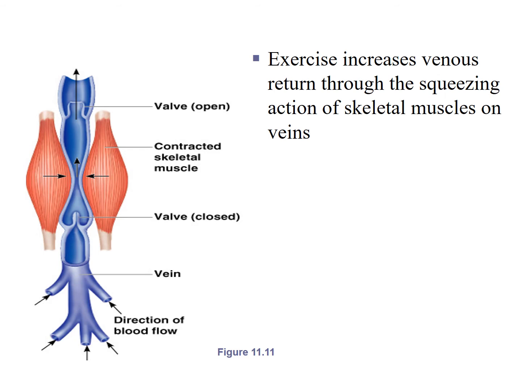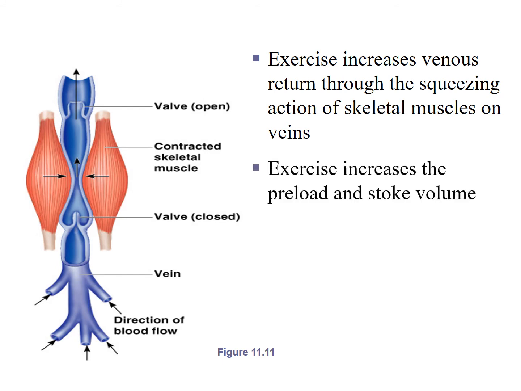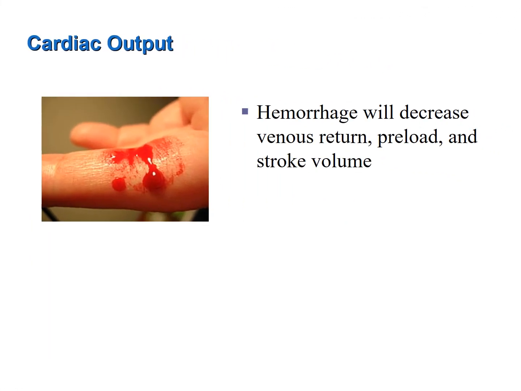Exercise increases venous return because as skeletal muscles contract, they squeeze veins, milking those veins, pushing blood back toward the heart. Therefore, exercise increases the preload and thus stroke volume. Hemorrhage, or loss of blood, will decrease venous return, which will decrease preload and stroke volume.